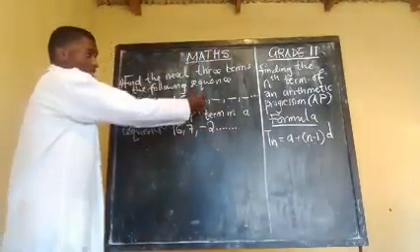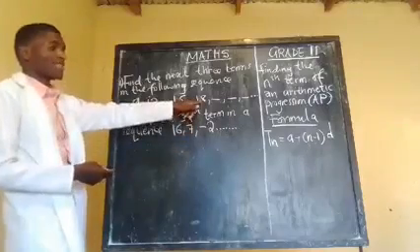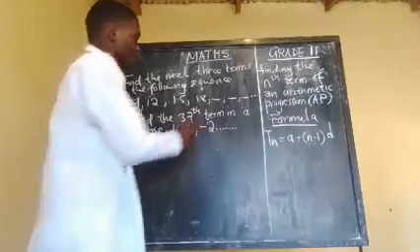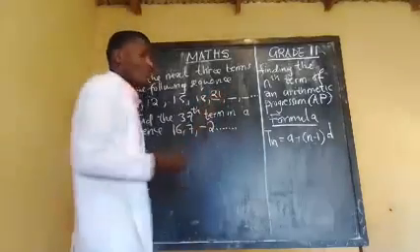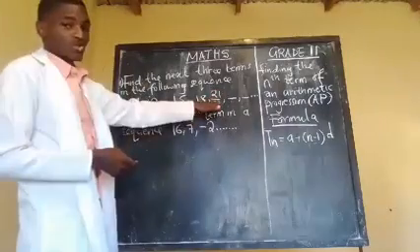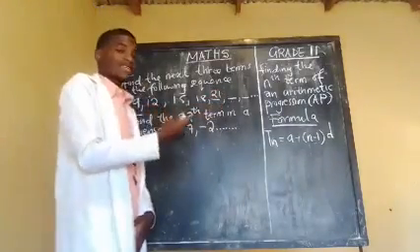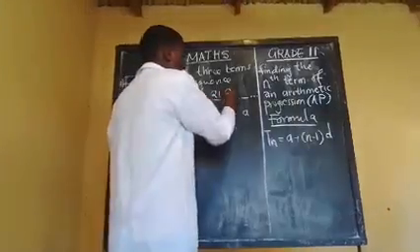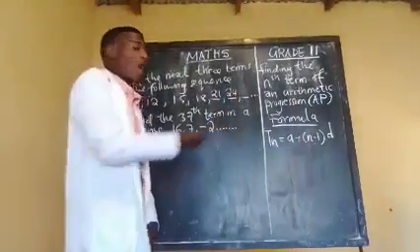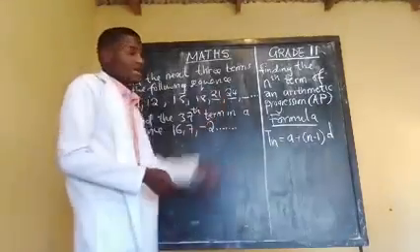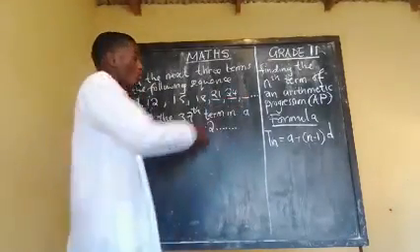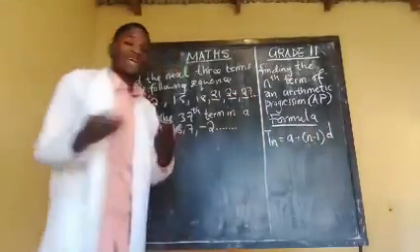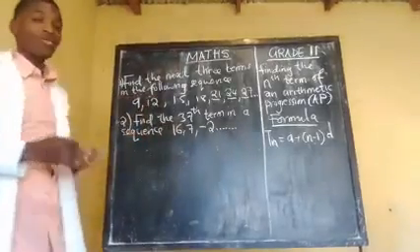So for us to find the next three terms, we have to add 3 to 18. When we add 3 plus 18, we are getting 21. So the first term we have found is 21. Now how do we get the other term? We add 3 to 21 and you have 24. We'll do the same, add 3 to 24 to get the last term that we are looking for. So 3 plus 24 we are getting 27. So on part 1, question 1, we are done.